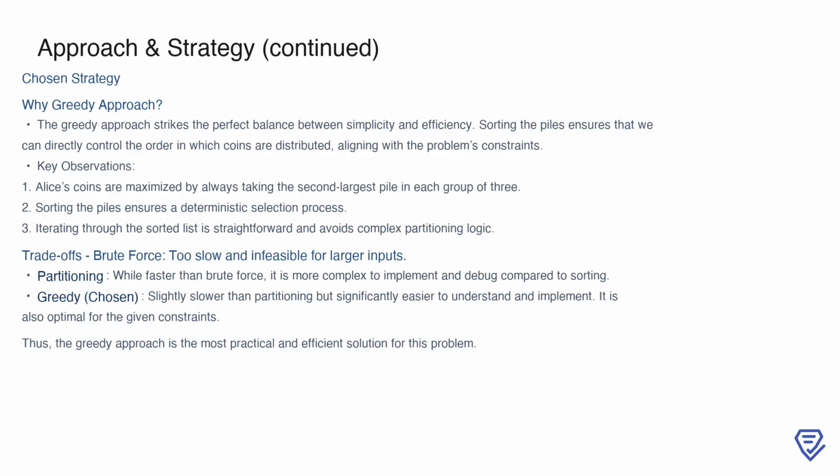There are a few key observations to note. First, Alice's coins are maximized when she always takes the second largest pile in each group of 3. Second, sorting the piles ensures a deterministic and systematic way of assigning piles to each player, removing ambiguity. Lastly, iterating through the sorted list is both simple and intuitive, avoiding the pitfalls of more complex algorithms.